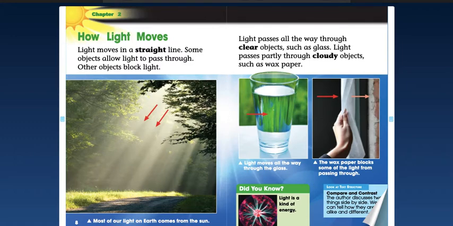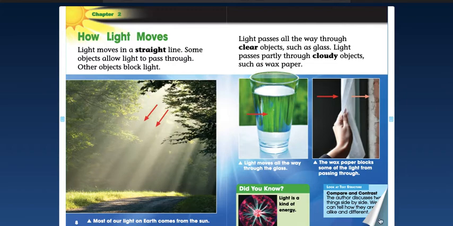Chapter 2, How Light Moves. Light moves in a straight line. Some objects allow light to pass through, other objects block light. Most of our light on Earth comes from the sun. Light passes all the way through clear objects such as glass. Light passes partly through cloudy objects such as wax paper. Most of our light on Earth comes from the sun. Light moves all the way through the glass. The wax paper blocks some of the light from passing through.